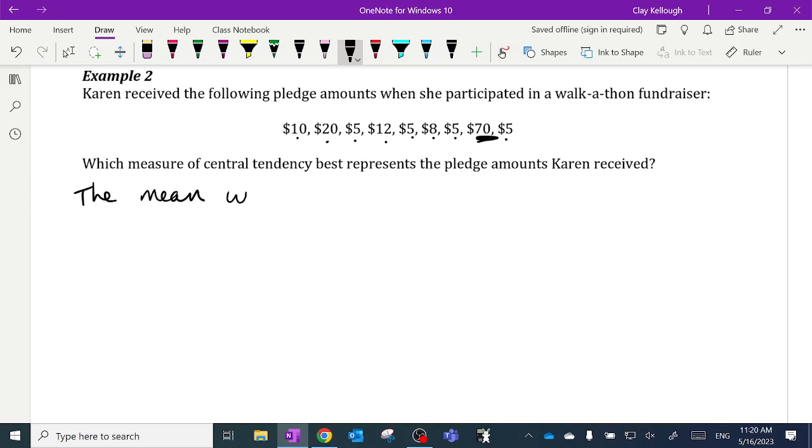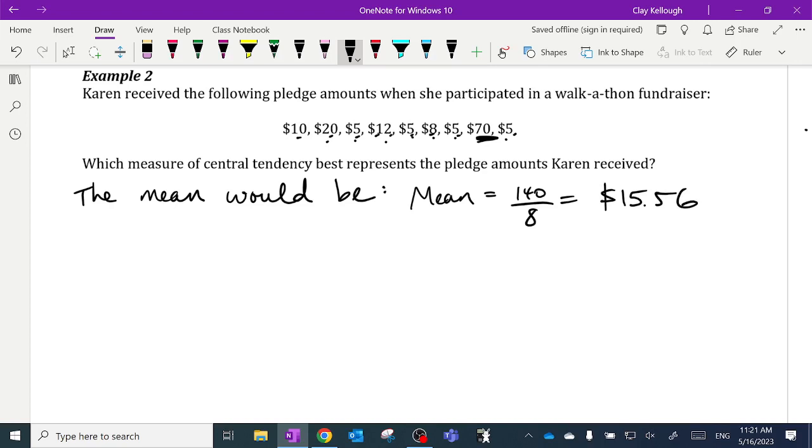The mean would be, in fact, I will calculate it. The mean would be 70 plus all the rest of the numbers. Notice that the actual rest of the numbers, I think, add up to 70 themselves. That one house gave her as much as all the other houses put together. 10, 30, 35, 45, 47, 52, 60, 65, 70. Yep. So the mean would be 140 divided by 8, which is $15.56. Does it make sense to say that the average house gave her $15.56?